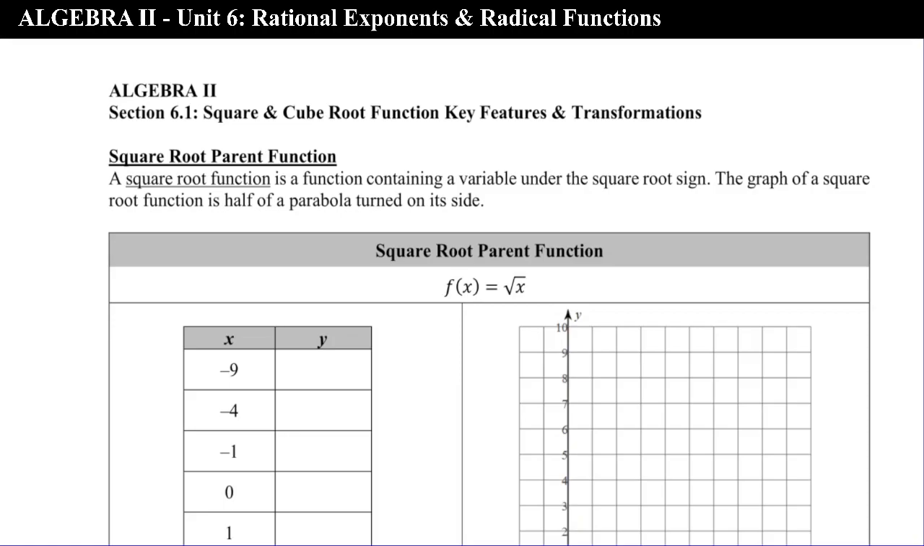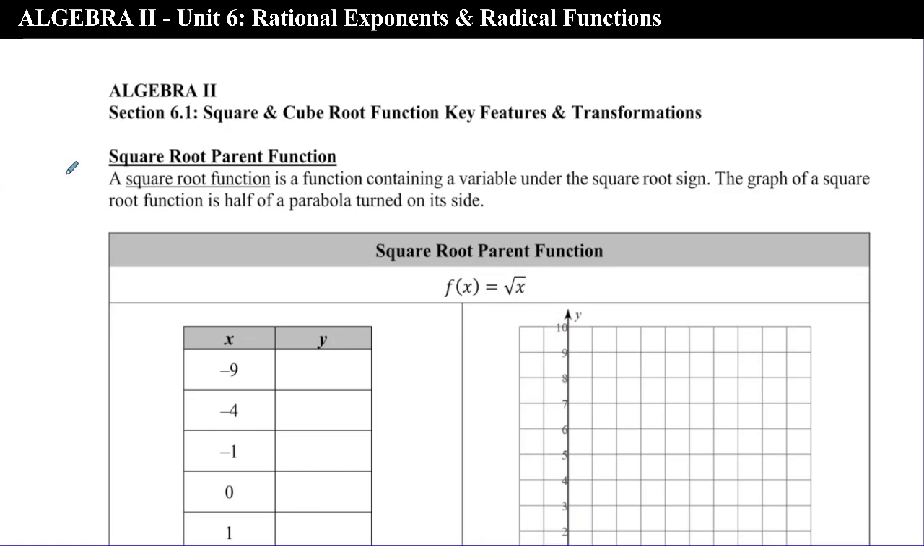Hello and welcome to the Unit 6, Section 1 video on square and cube root function key features and transformations. Despite the fact that the title to this section is rather long, there's really not much new to learn in this section. So I anticipate this being a fairly quick section for us to go through.